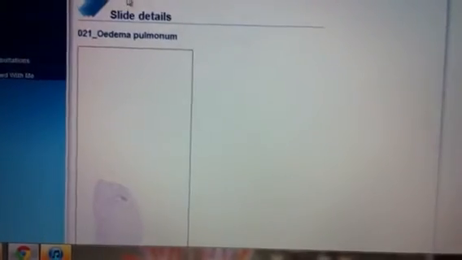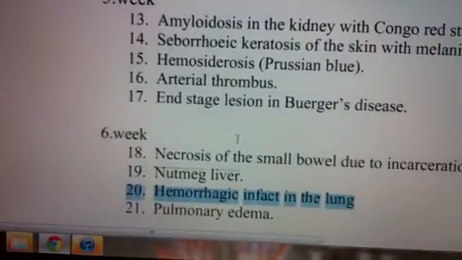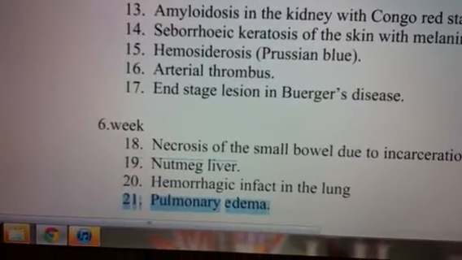21, edema of the lung. This is the way it looks. Very pale, although the staining is not special. Okay, going in. The computer's getting tired.